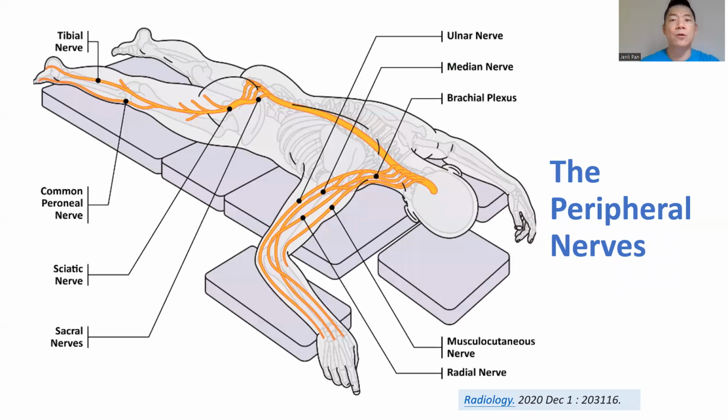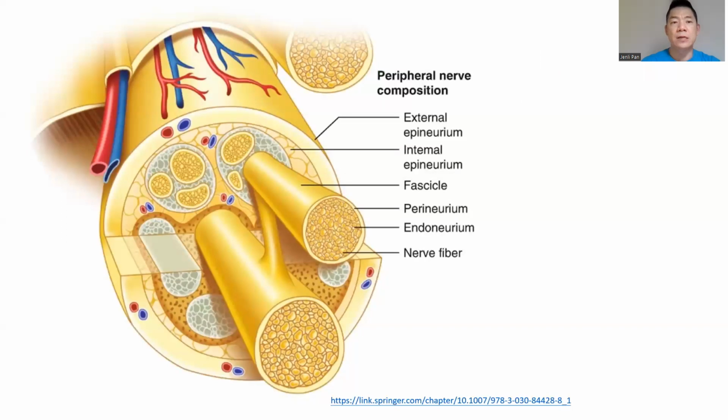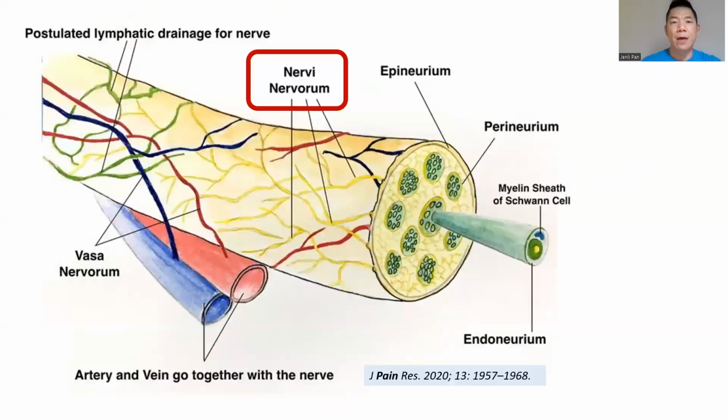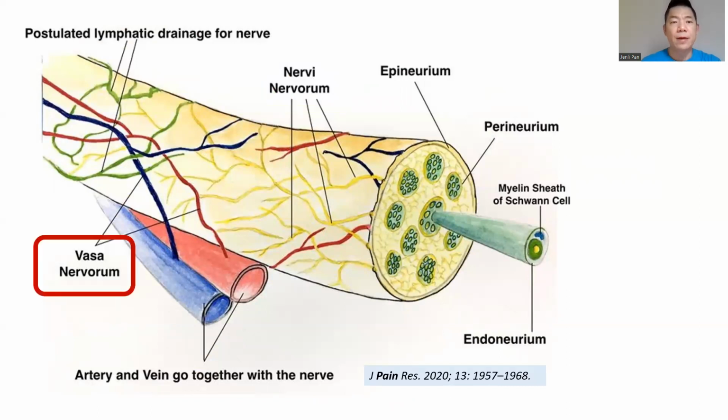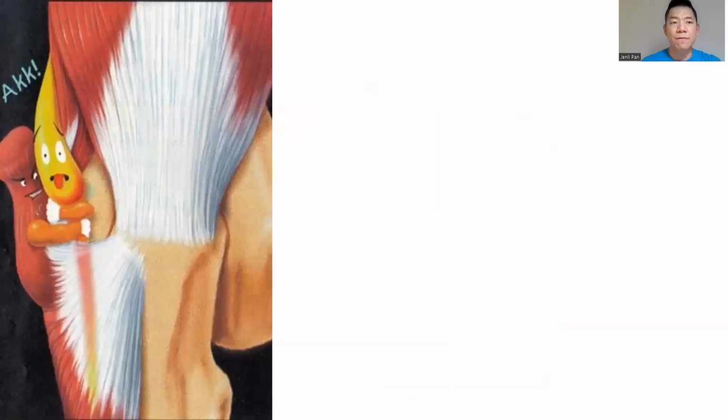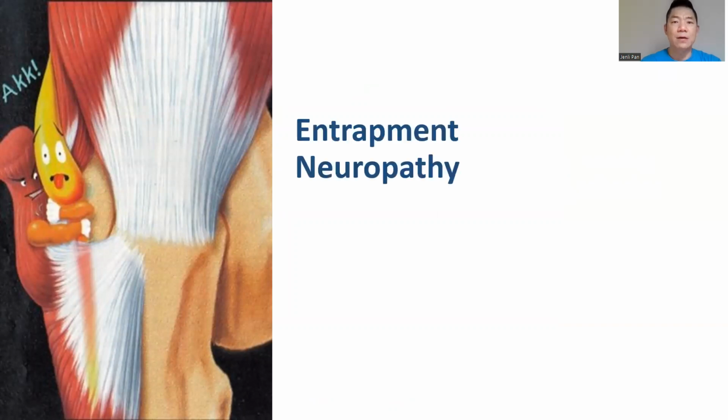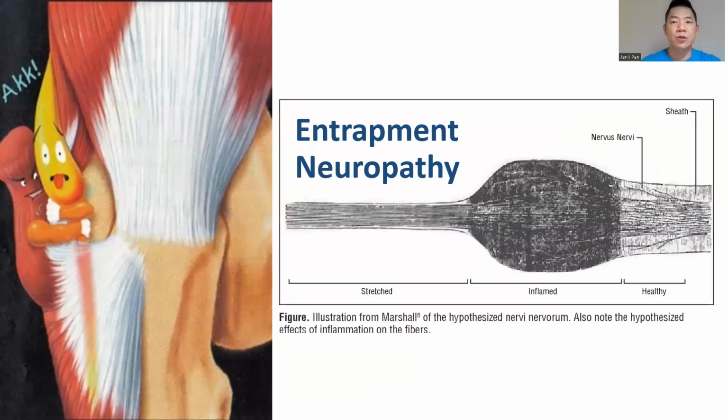So the nerve entrapment or entrapment neuropathy happens in the peripheral nerves. So this is the gross anatomy or demonstration showing the detailed structure of the peripheral nerve. And the peripheral nerve has its own innervation we call nervi nervorum, and the vascular supply, the vasa nervorum. So when the nerve is strangled or entrapped, we call it entrapment neuropathy, which can be shown by the proximal swelling of that nerve.